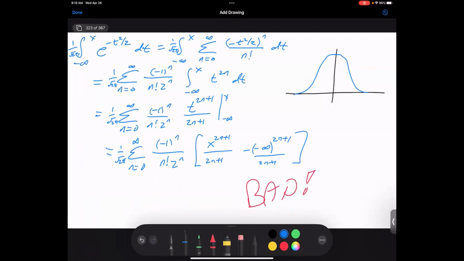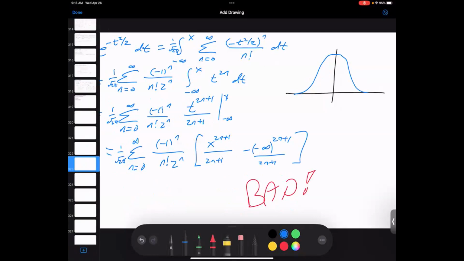Okay? So there's one finite value of x where we know the answer. If x equals 0, what does this have to equal? It has to equal 1/2. So what we can do is we can do the following.